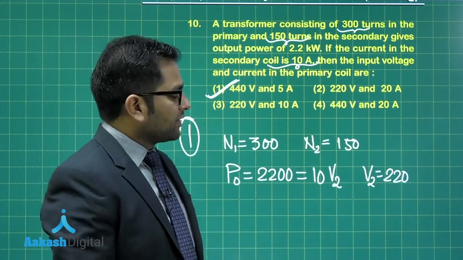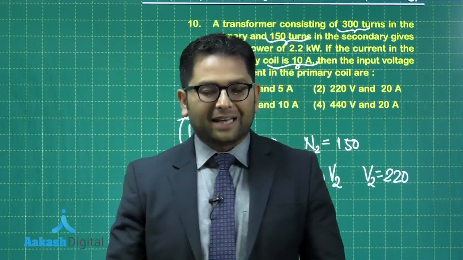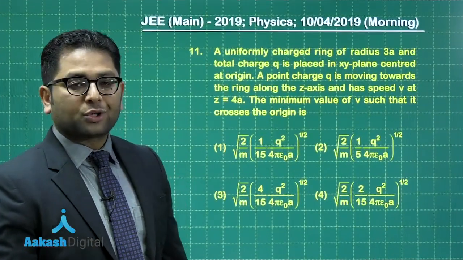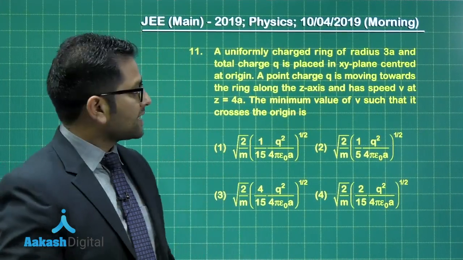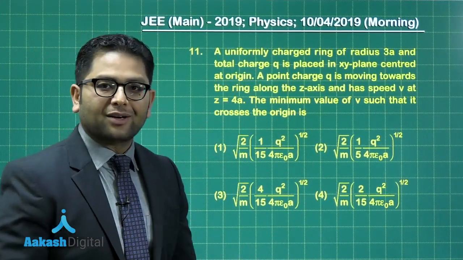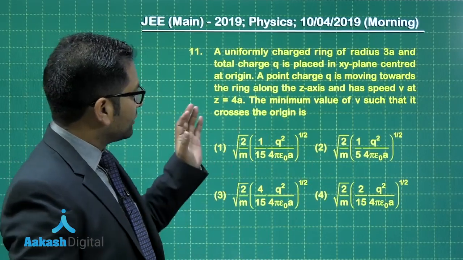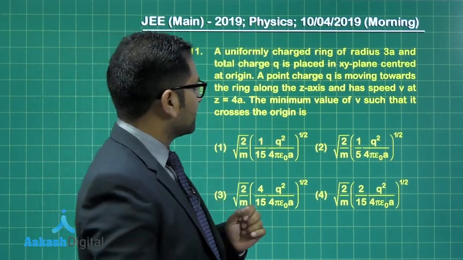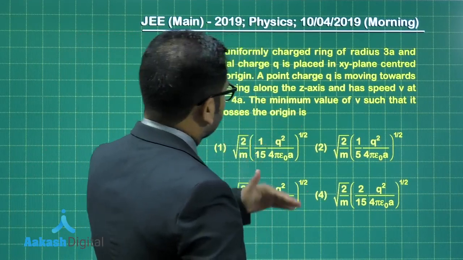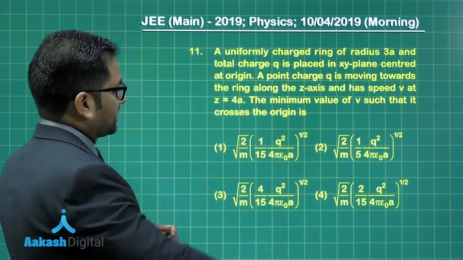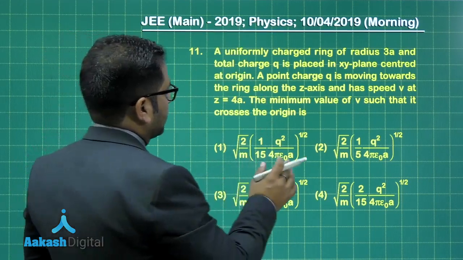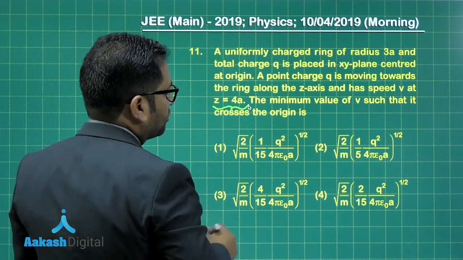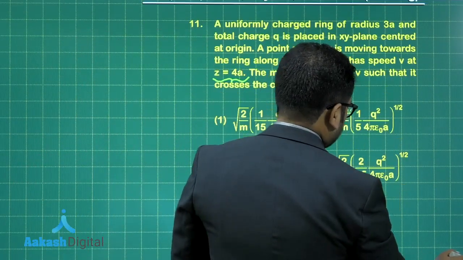So with question number 10, we've already done 1/3 of that. Now let's move to question number 11. The 11th question has been derived from electrostatics. It says a uniformly charged ring of radius 3a and total charge Q is placed in the xy plane centered at origin. A point charge Q is moving towards the ring along the z-axis. That means it's moving towards the center of the ring and has speed v at z equals 4a. We need to calculate the minimum value of v such that it crosses the origin.